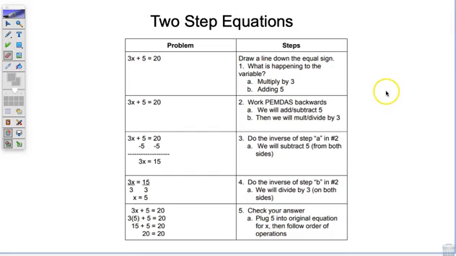Today's lesson is on two-step equations. It is very similar to solving one-step equations, except it will take us 2 steps to get our answer for our variable. Let's take a look at our steps.